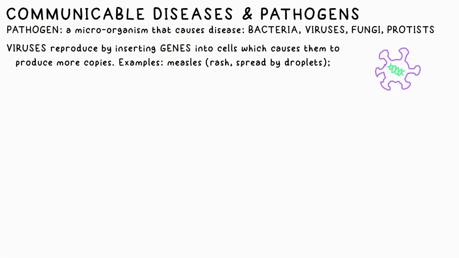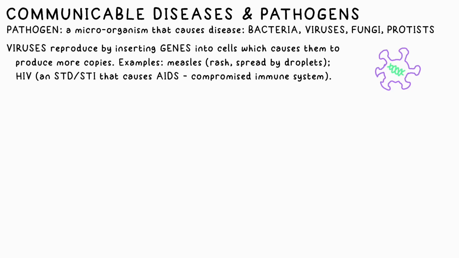Measles is a virus that causes a rash, and it can actually be pretty deadly too. It's spread by droplets from sneezes or coughs. HIV is an STD or STI, sexually transmitted disease or infection, that compromises your immune system. This is also called AIDS for short. It can also be spread by people sharing needles.